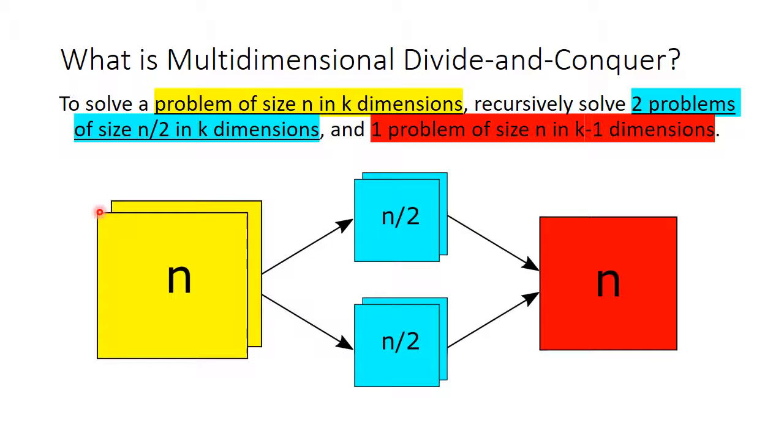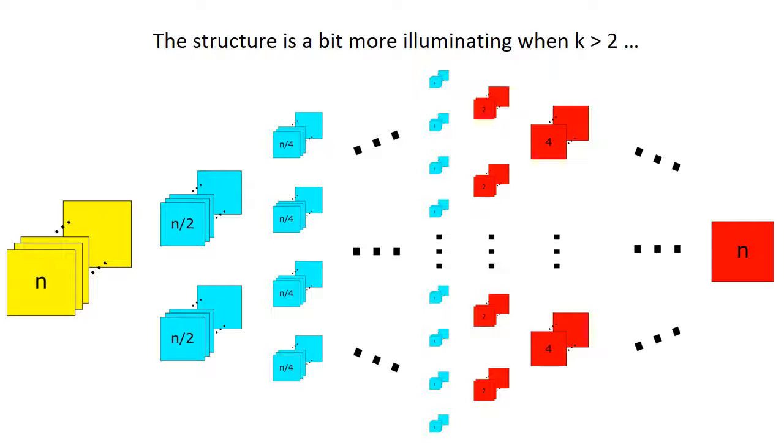If you have a problem of size n in, say, 2 dimensions, which is represented by these two boxes here, and you want to solve it via multidimensional divide and conquer, the overall strategy is that you will first divide it into two problems of half the size in the same number of dimensions. And then you'll perform this marriage step out here, where you reduce the dimensionality by 1 and recover the initial problem size n all the way back to n. So that was the basic structure for just 2 dimensions to get the feet wet.